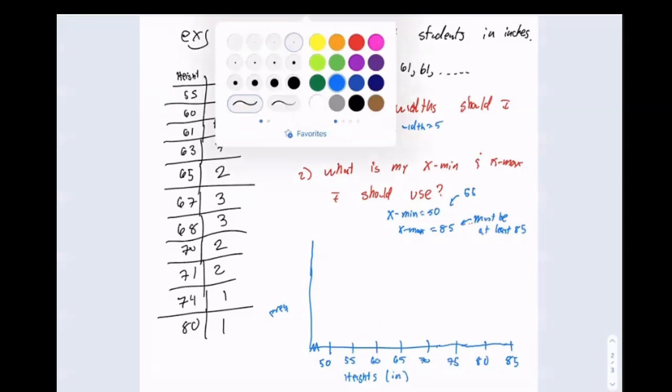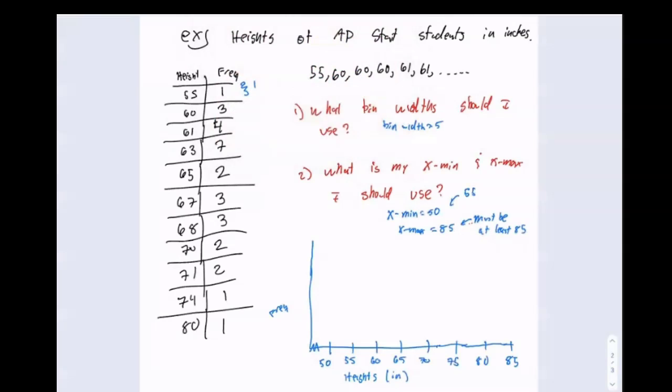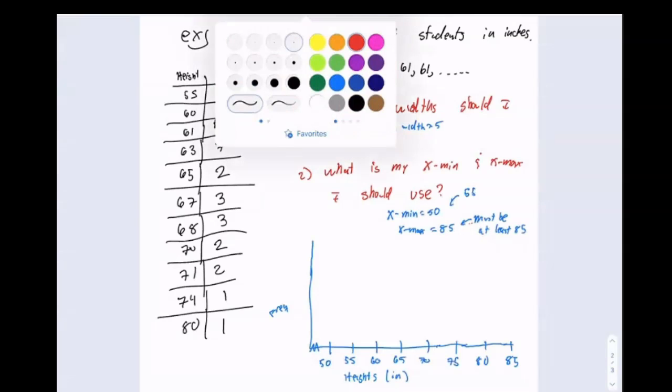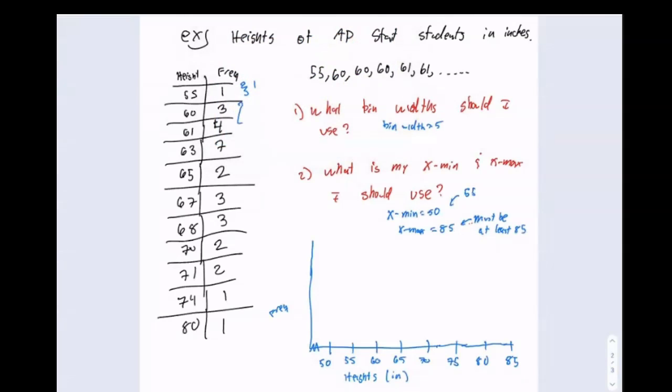How many are going to go into my next bin? 60 through 63, okay, and how many is that? 14. Good. Then 65 through 68, how many is that? 8. It's 8. And then 70 through 74, how many is that? 5. And the last one has its own bin of 1.